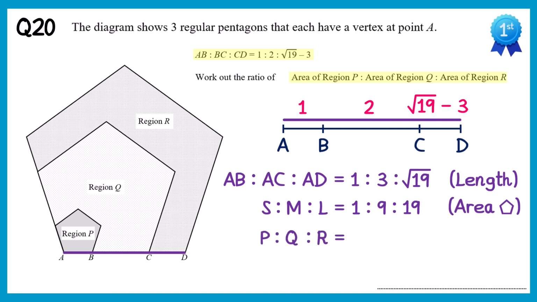So for the regions P, Q, and R, the smallest region P is just a pentagon, and that has 1 part in our ratio. But the region Q is the area of the medium-sized pentagon subtract the smallest pentagon. And in our ratio, the medium pentagon was 9 parts and the smallest one was 1 part. So we can subtract 1 from 9 to get 8. And then if we do a similar idea with region R, the area of region R would be the area of the largest pentagon, which we have as 19 parts, subtract the area of the middle-sized pentagon, which is 9 parts. So 19 subtract 9, which is 10. So the answer to the question, the ratio of these regions, is 1 to 8 to 10.